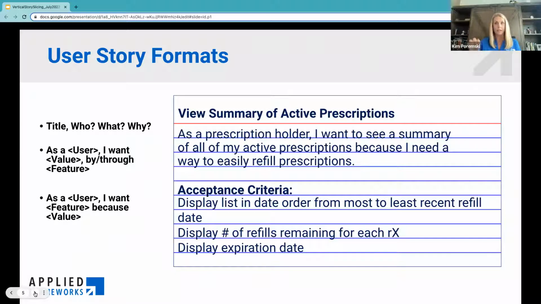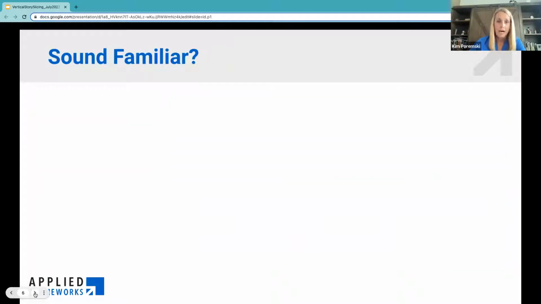Some folks like to just put their title and then use a who, what, why format. Other folks might be familiar with "as a [user]," and I use that in brackets because we want to be more descriptive, "I want some sort of value by delivering such and such feature." Or flip it: "As a user, I would like this feature because it will deliver this value." So there's a lot of different formats that you can use. So that's just a quick overview of what we mean by user stories in the first place.